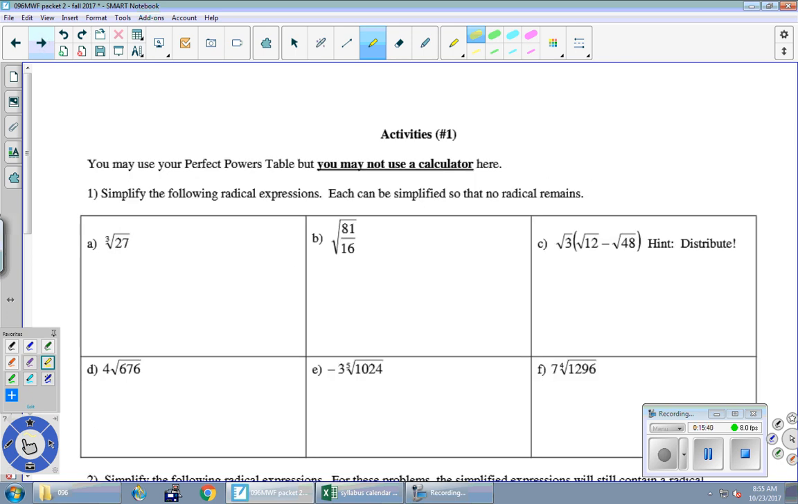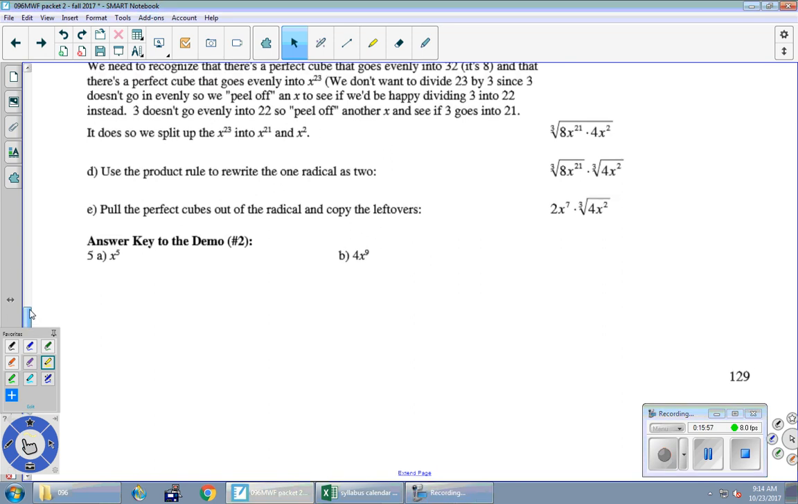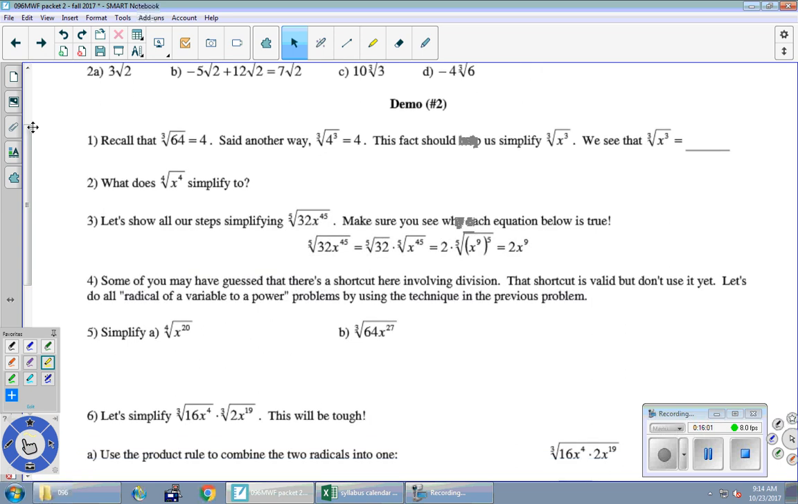So like I said, there's 2 different activities and 2 different demos. So let's see how far we can get on this page. The goal hopefully is to do all of them on this page before I call you back together to do the second demo. So let's continue on together, page 129. Here we go. So the second demo starts near the top.